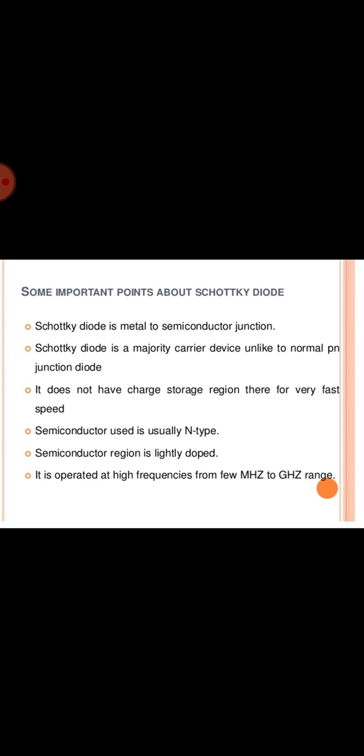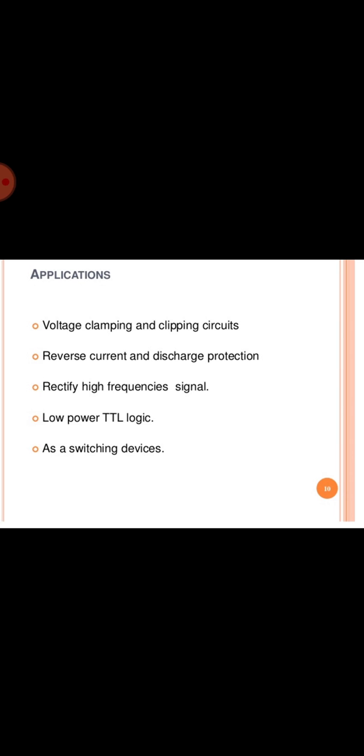These are some of the important points about the Schottky diode. Schottky diode is a metal-to-semiconductor junction. It is a majority carrier device, unlike the normal PN junction diode. It doesn't have a charge storage region, therefore it has very fast speed. The semiconductor used is usually N-type and very lightly doped, and it is operated at high frequencies from a few megahertz to the gigahertz range. The main applications of Schottky diodes are voltage clamping and clipping circuits, reverse current and discharge protection circuits, rectifying high frequency signals, low power TTL logic, and it can be used as a switching device also.